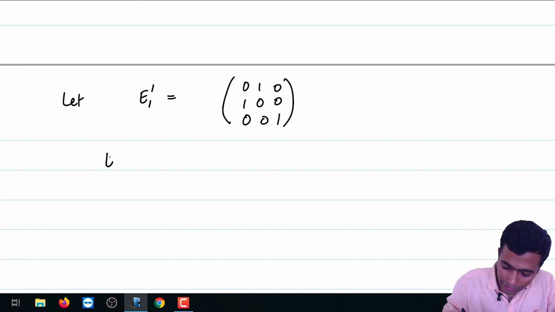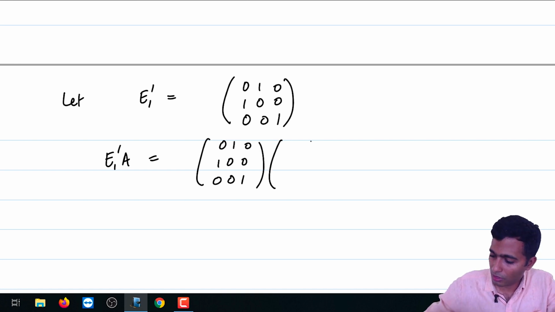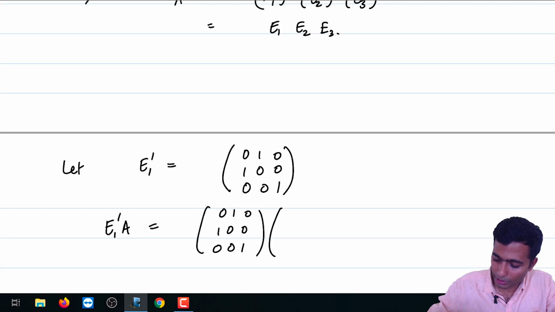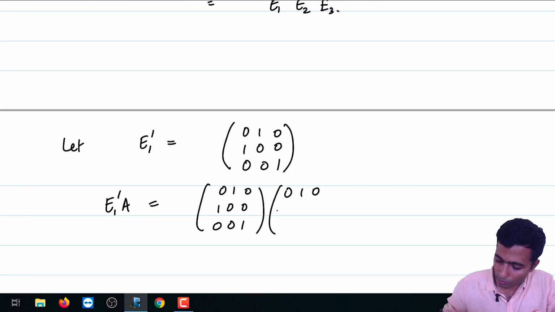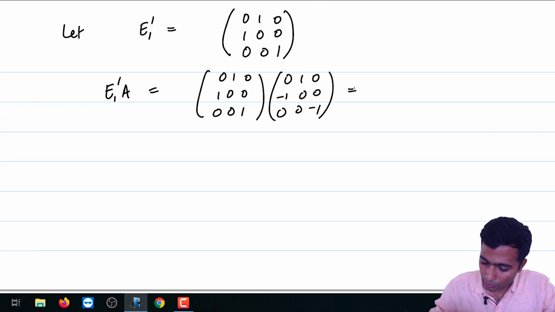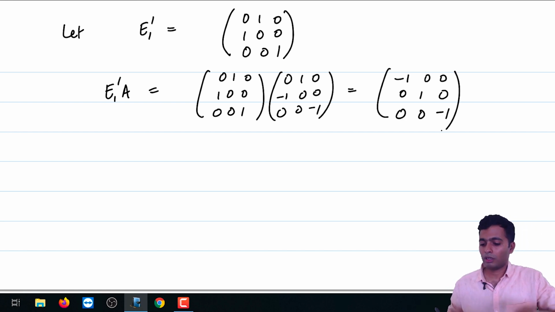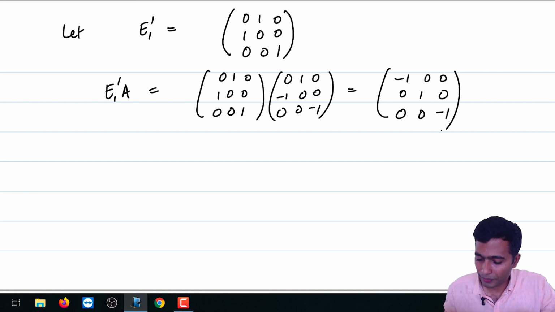Let's check what E1 prime times A is. This is 0, 1, 0, 1, 0, 0, 0, 0, 1 times our matrix A, which is 0, 1, 0, minus 1, 0, 0, 0, 0, minus 1. After the multiplication, this turns out to be minus 1, 0, 0, 0, 1, 0, 0, 0, minus 1. So we have exchanged the first row and the second row.